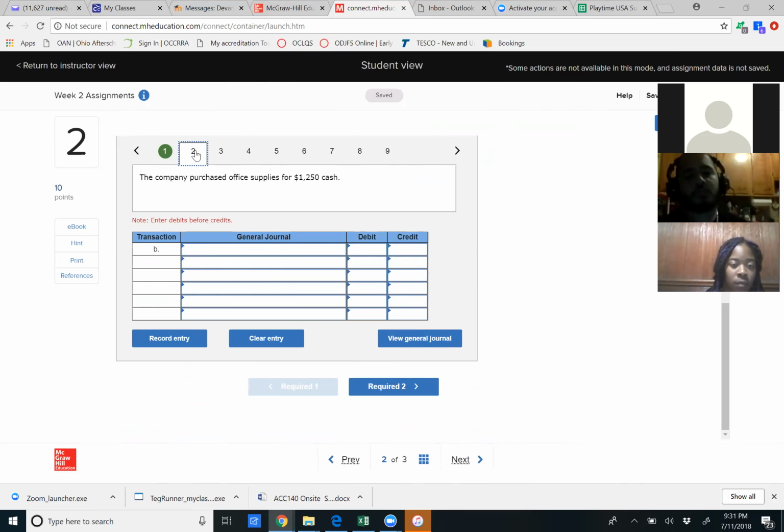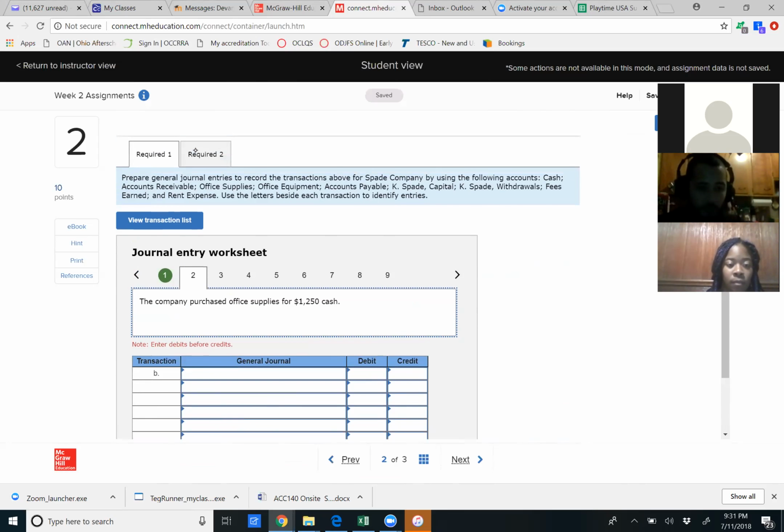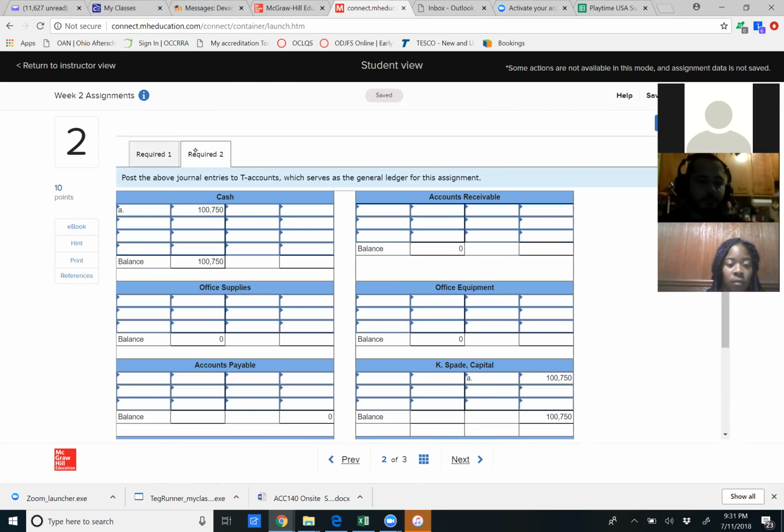So then we think to ourselves, what are the 2 accounts impacted? I always go with the easy one first. That's going to be cash, right? Because it says that we use cash. The company purchased office supplies for $1,250 cash. So cash is going to be 1. Then if you don't automatically know what account you want to use, you can come over to required 2 and see what our options are. So we got cash, accounts receivable, office supplies. I know it's office supplies. So we use cash in order to purchase office supplies. So this is letter B.